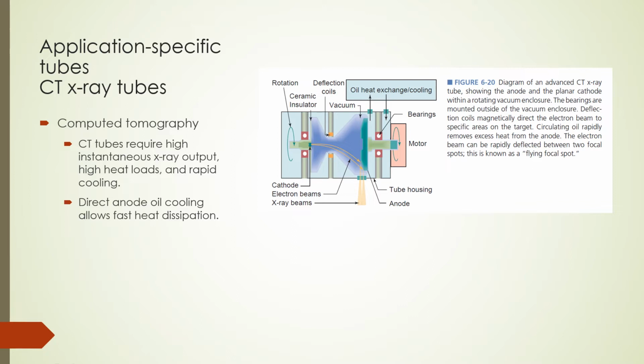This design has a cathode and anode as part of a metal vacuum enclosure that is attached to externally mounted bearings and a drive motor to rotate the assembly. The electron beam in the tube is also steered electromagnetically to distinct focal spots on the anode. This is called a flying focal spot. This allows slightly different projections to be acquired. The anode is also cooled directly by oil circulating within the housing, giving it a high cooling rate.